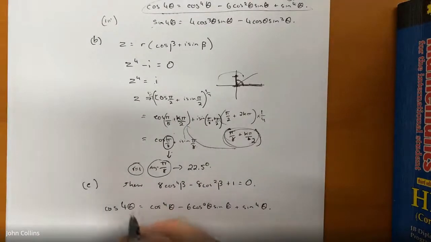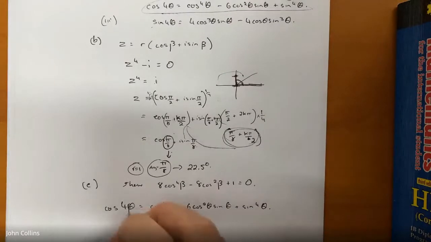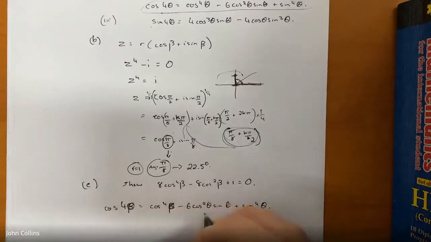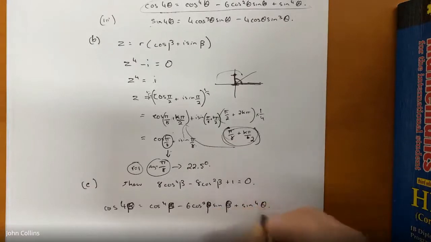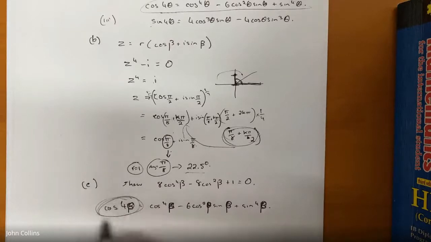I really should, because we're using beta now, change all these to betas. I should have done that as I was writing it. Okay, so I changed them all to betas. Beta is 22.5. Can I say that if beta is 22.5, this bit is cos of 90? Yes.